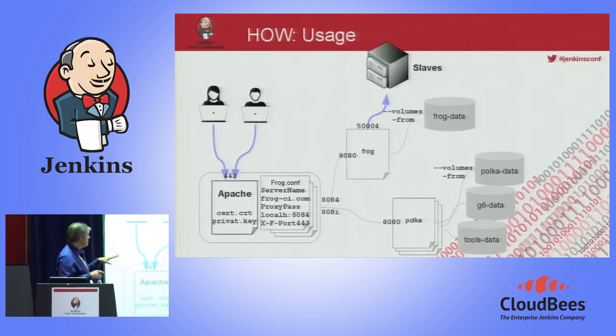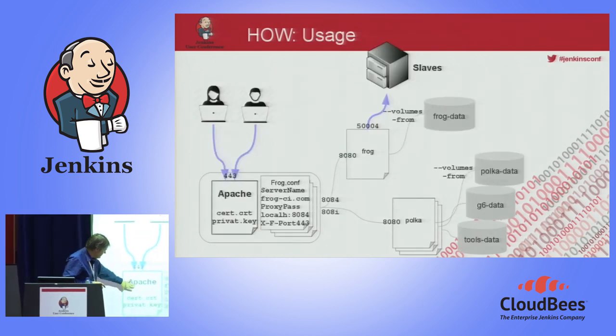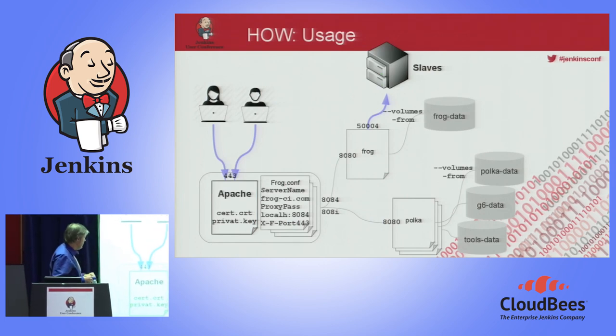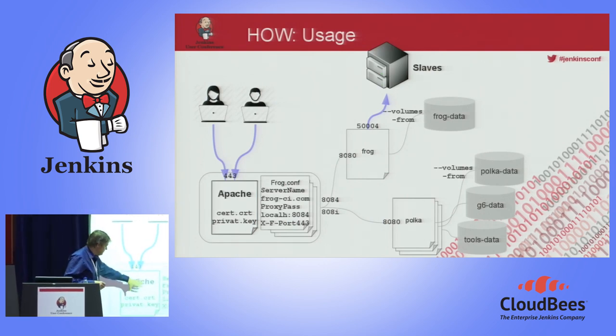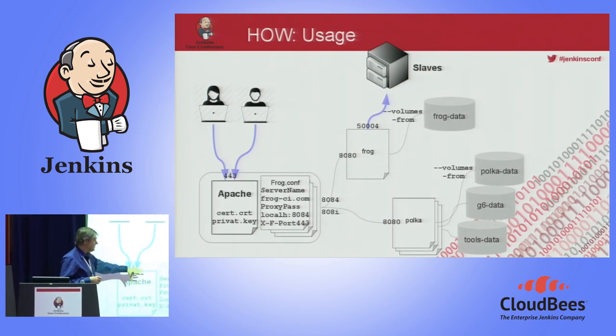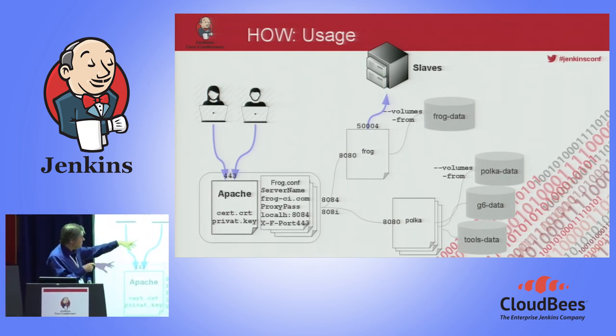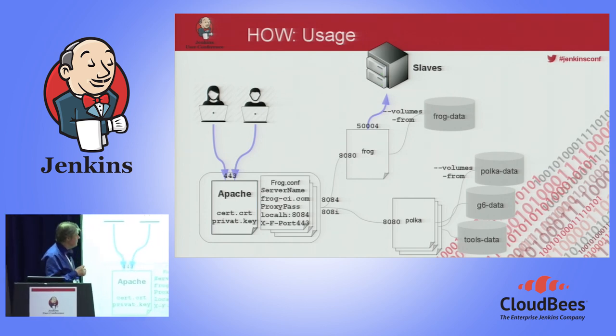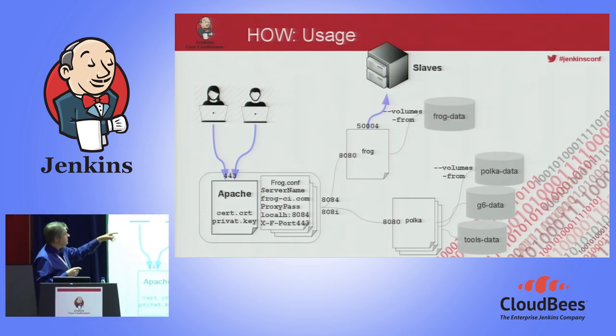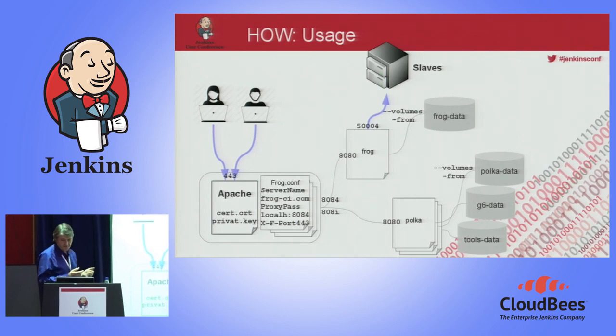So we have a system like this. You have users accessing the dispatcher. Here it's HTTPS, so the dispatcher is handling all the security, and after that you have HTTP, and the dispatcher is going to the right vhost and the right service. And you also have the data containers, and you have the ports going to the slaves for slave connection.